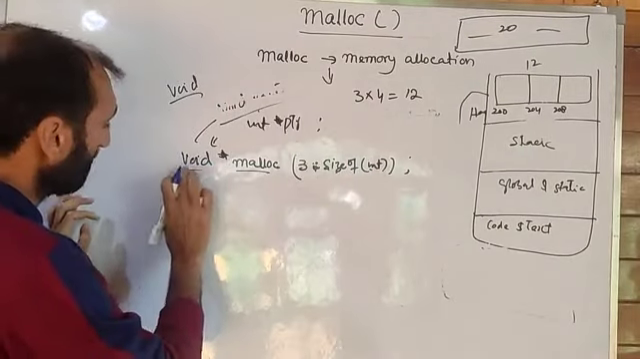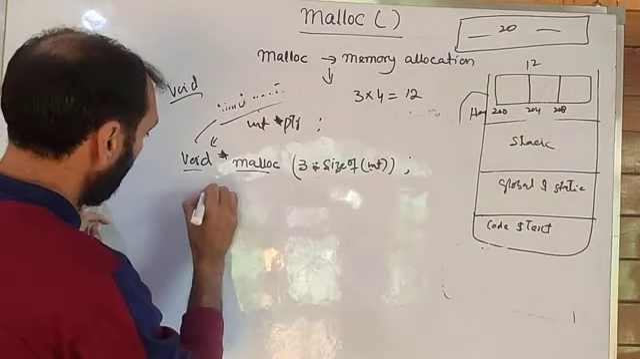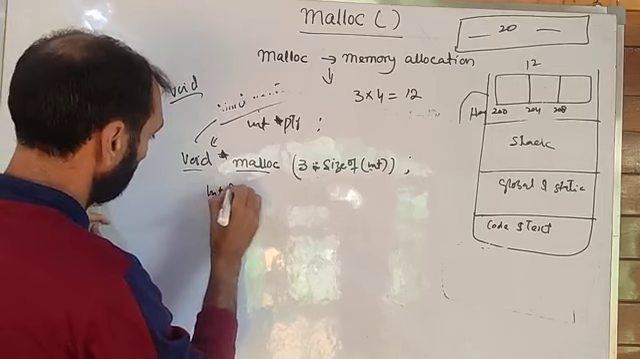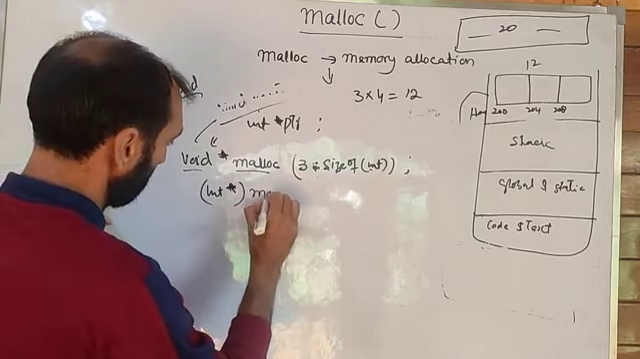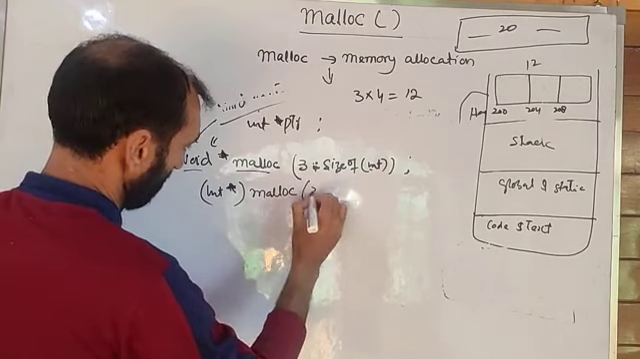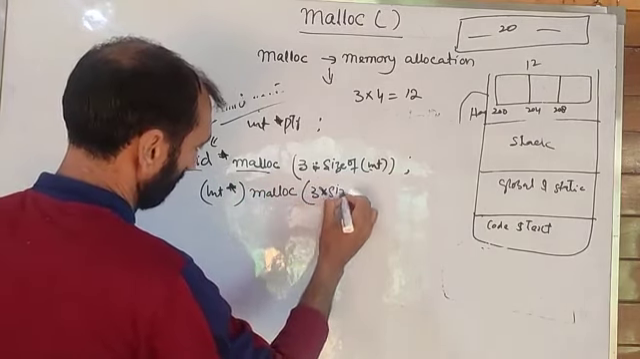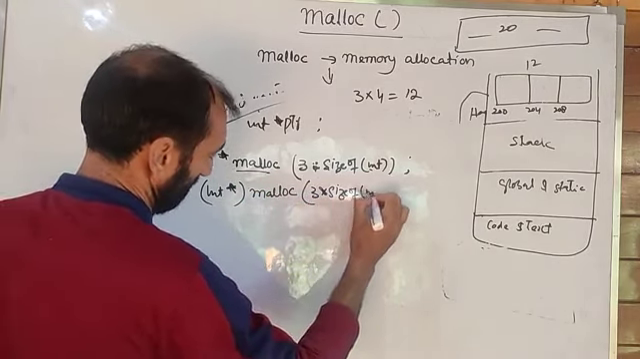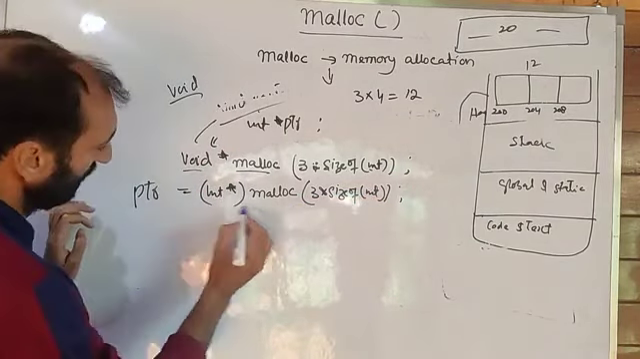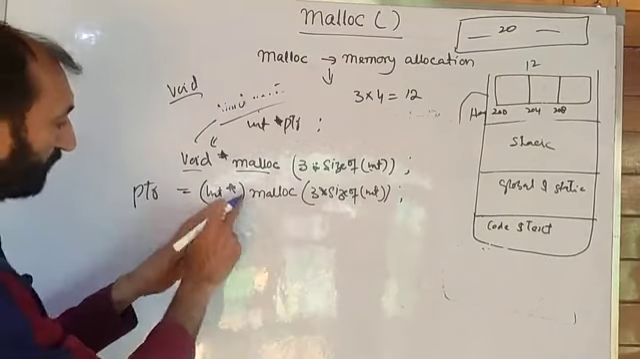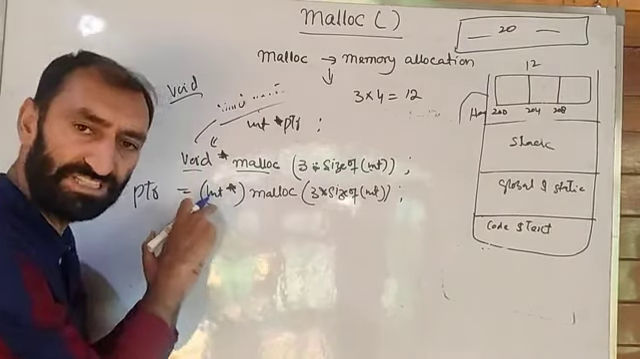Here, in void main, I can write int *ptr = (int *)malloc(3 * sizeof(int)). This is typecasting. Here I have typecasted this void pointer into an integer pointer.